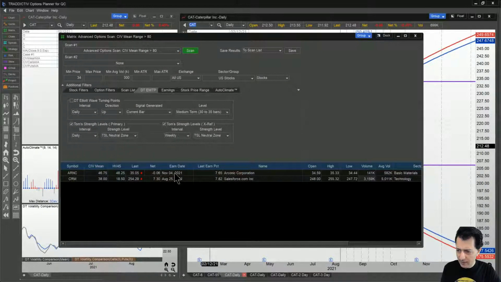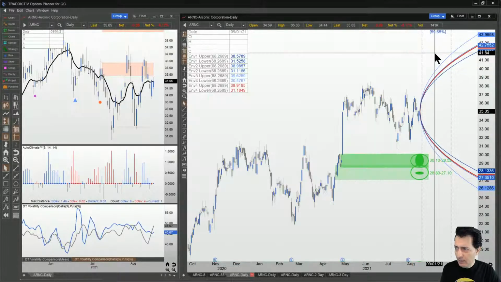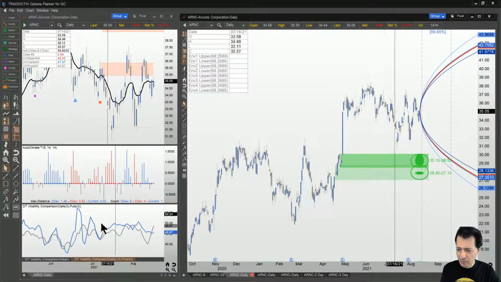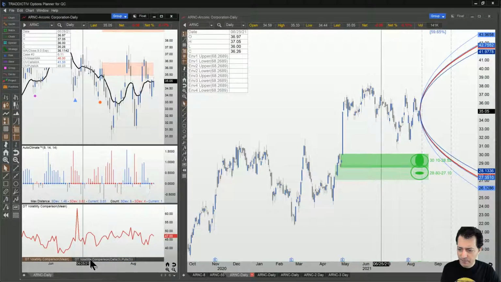ARNC earning dates are November 4. CRM will not work because August 25 is too close. So the CRM will not work, but ARNC with November expiration date may work. Now this is a relatively cheap stock. It's only $35. So unless we got extremely inflated premium, I'm not sure. It's pretty okay from an inflation point of view.